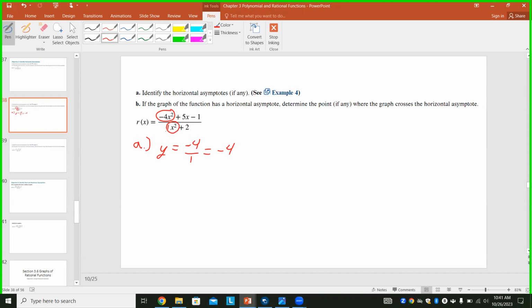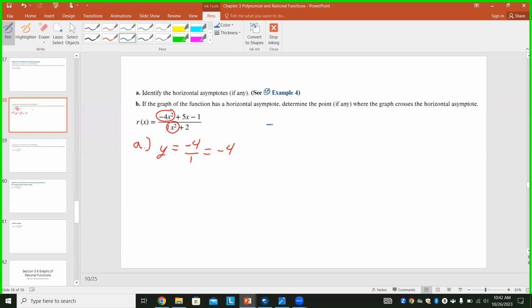Part B then states, if the graph of the function has a horizontal asymptote, determine the point, if any, where the graph crosses the horizontal asymptote. So you're going to take the original equation, set it equal to what you got for the horizontal asymptote, and just solve. If you get an x value, that means it crosses. If you don't, like yesterday when we saw 8 equals 0, not possible, then there isn't any.